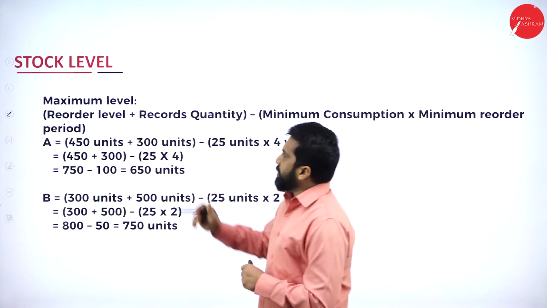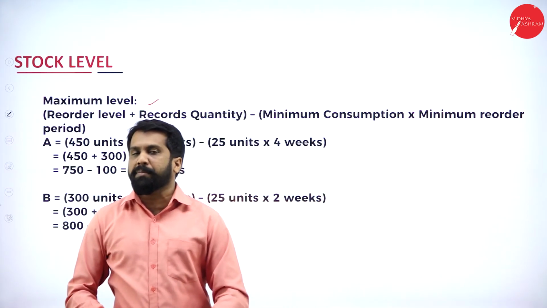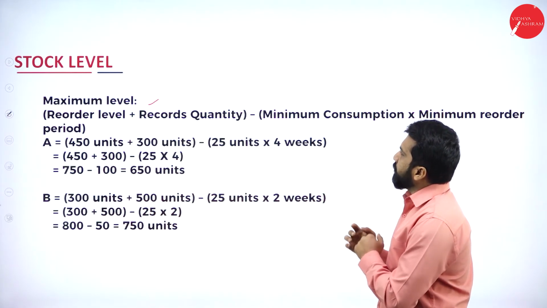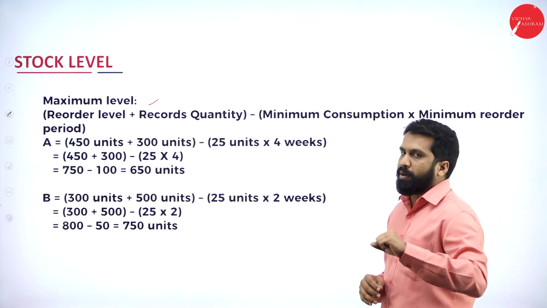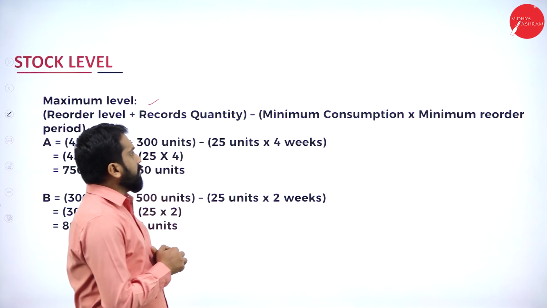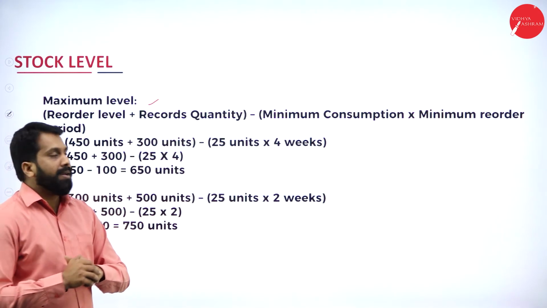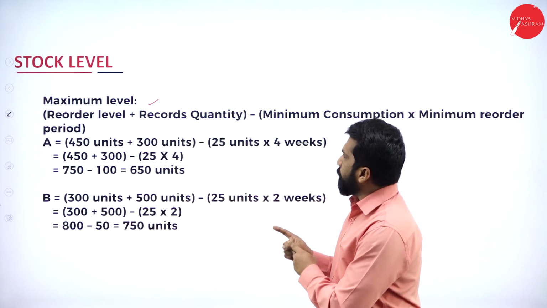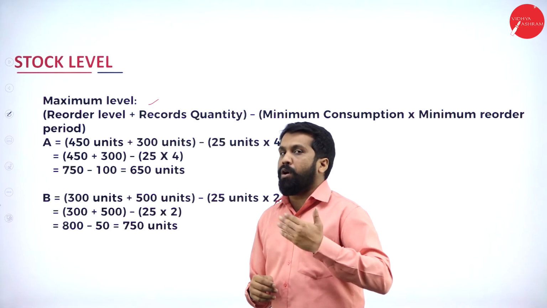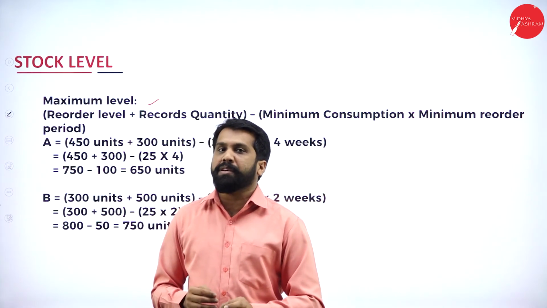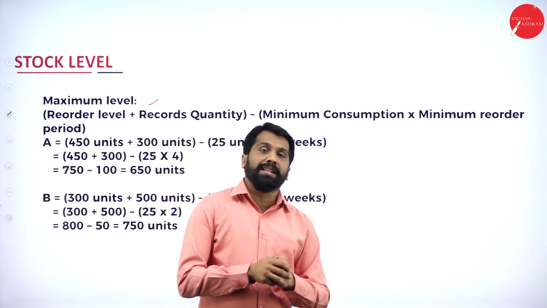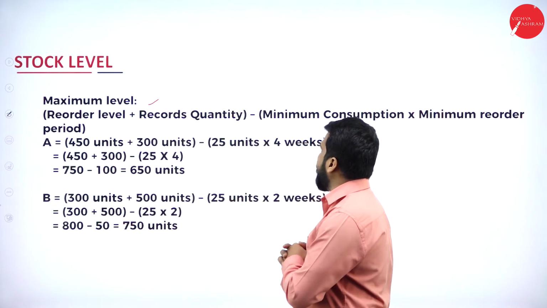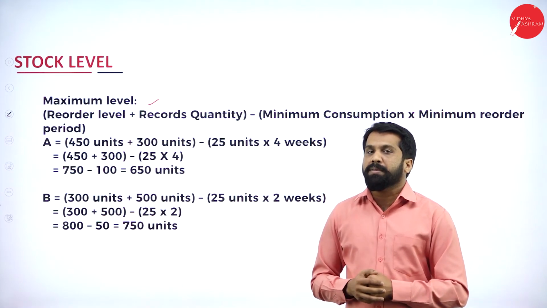Now, your maximum stock level, as I told you, it is easy to remember. Opposite of maximum is what? Minimum. So you got the formula. Now, what is the formula? Reorder level plus reorder quantity minus minimum consumption into minimum reorder period. Clear? For the maximum stock level formula, always go opposite. Opposite of maximum is minimum. Along with that, you have reorder level also. Reorder level plus reorder quantity minus minimum consumption into minimum reorder period.